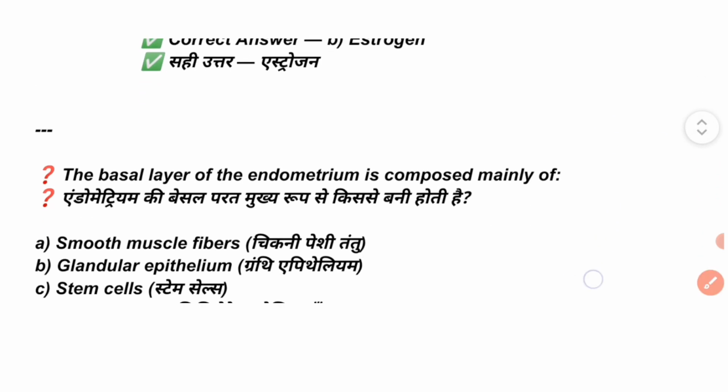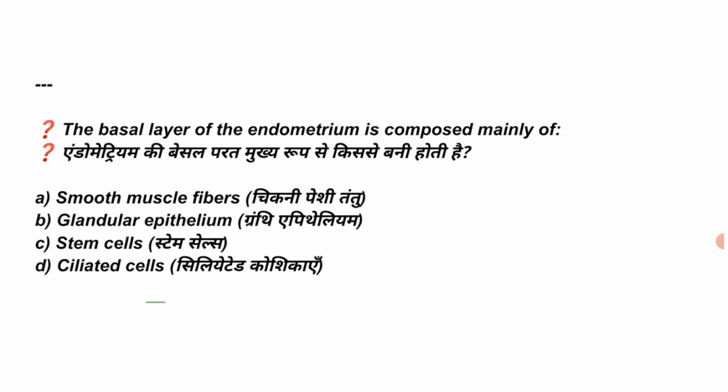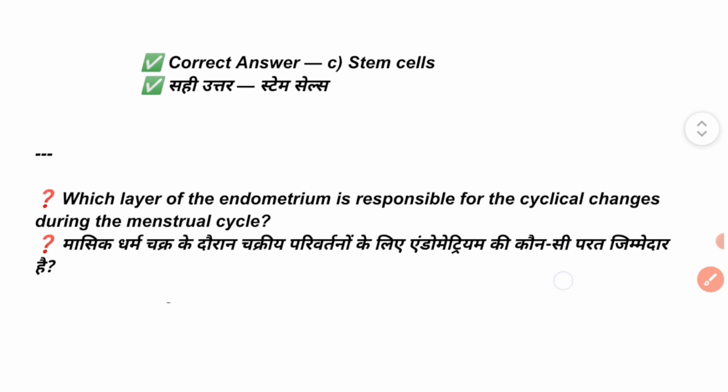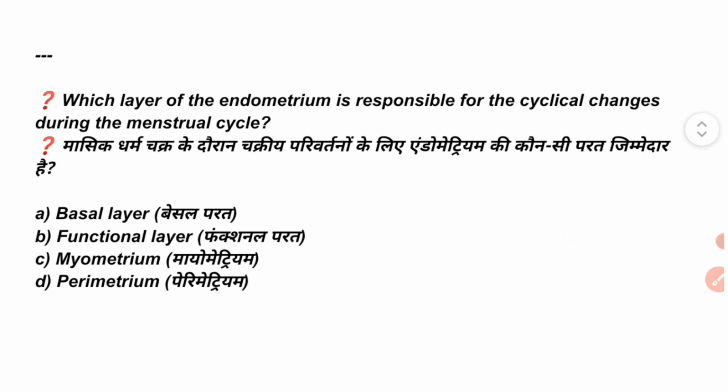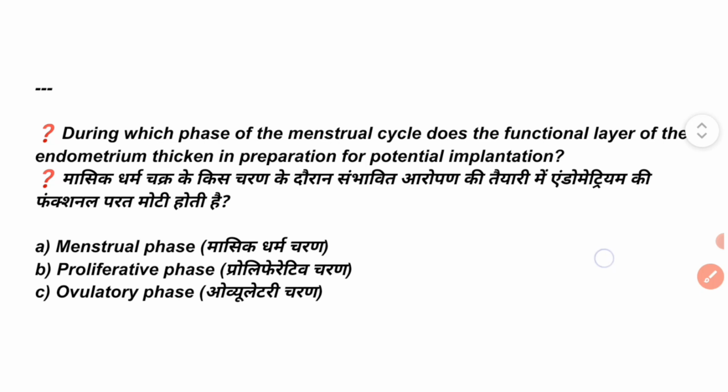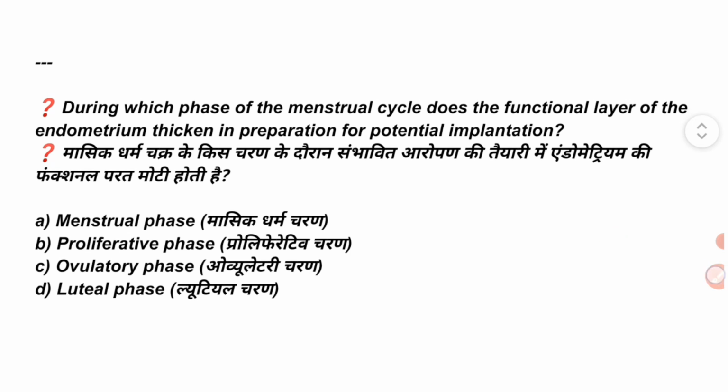Next question. The basal layer of the endometrium is composed mainly of? The right answer is option C, stem cells. Next question. Which layer of the endometrium is responsible for the cyclical changes during the menstrual cycle? The right answer is option B, functional layer. Next question. During which phase of the menstrual cycle does the functional layer of the endometrium thicken in preparation for potential implantation?